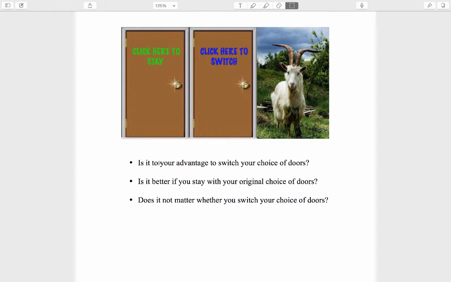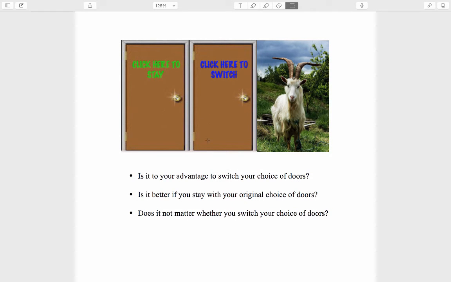As first reactions go, some people think it's better to switch, some, though not as many, think it's better to stay with the original choice, and very many people will say that it really doesn't matter. And the argument for it not mattering is that, well, we know it's not door number three that has the car behind it, so the car must be behind door number one or door number two, and there's no basis for thinking that it's one or the other, therefore it doesn't matter. Before we get into which one of these is correct, let's experiment.